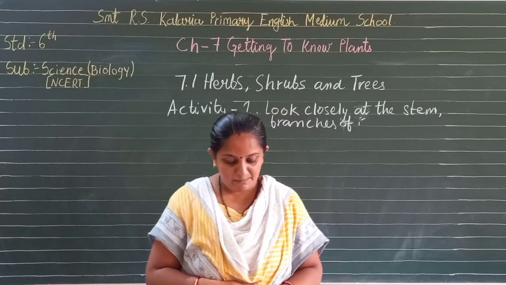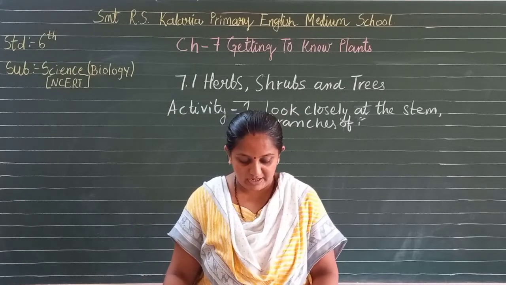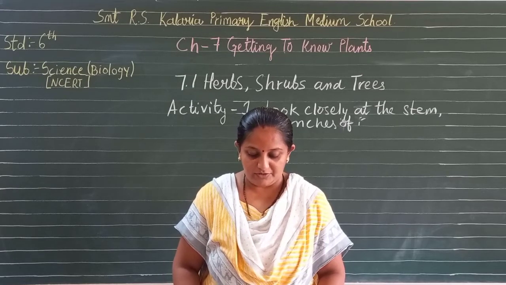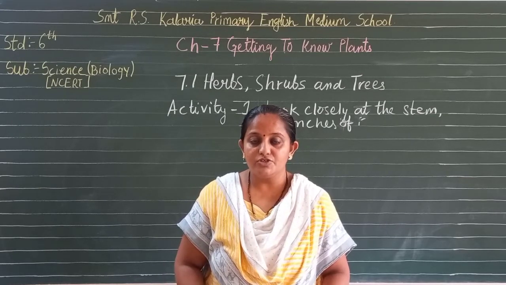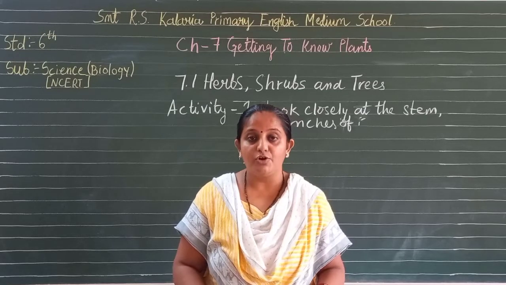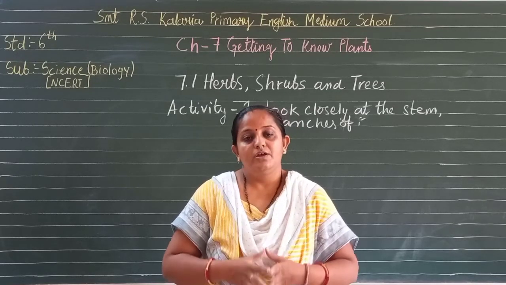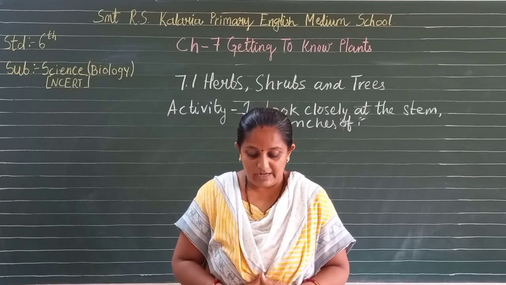Now perhaps there are some plants in your school or at your home that you take care of. Write down the names of any two green shrubs, herbs or creepers around your school or ground that you might have noticed. So this is about the shrubs, herbs, trees, creepers and climbers.